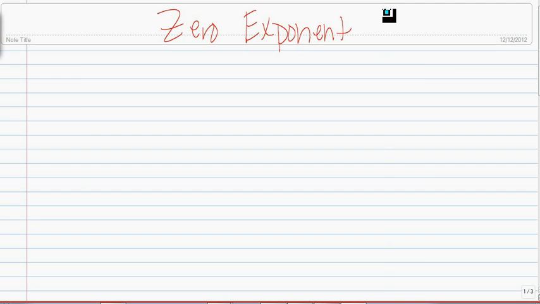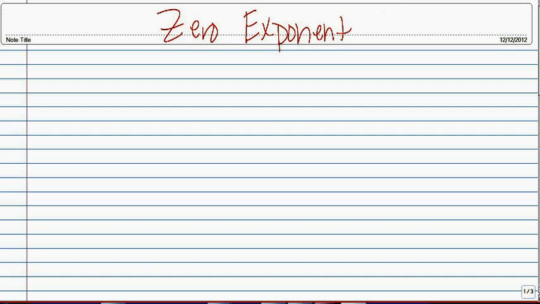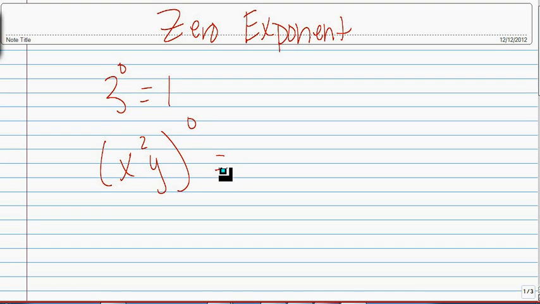The zero exponent rule is when you have the exponent to the power of zero. Anything raised to the power of zero is going to be 1. For example, let's say I have 3 to the 0 power. 3 to the 0 power is going to be 1. Let's say I have x squared y, and I'm raising that to the 0 power. All that inside the parentheses is raised to the 0 power, so this will also be 1. Remember, anything to the 0 power is going to be 1. The 0 has to be on the outside.